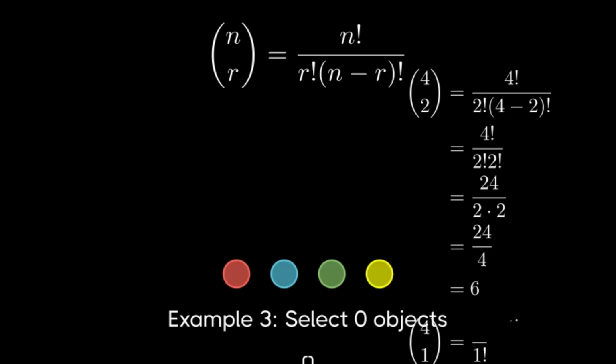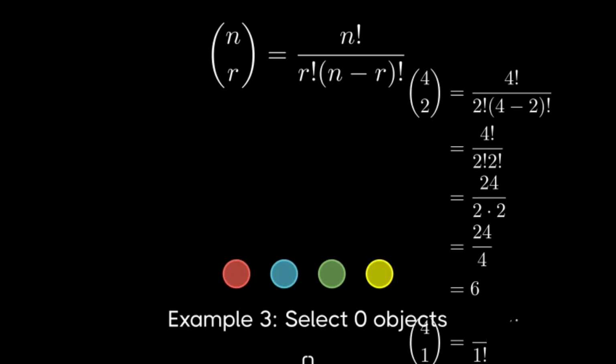We have 4 choose 0, which equals 4 factorial divided by 0 factorial times (4 minus 0) factorial. This simplifies to 4 factorial divided by 0 factorial times 4 factorial. The 4 factorials cancel out, leaving us with 1 divided by 0 factorial.